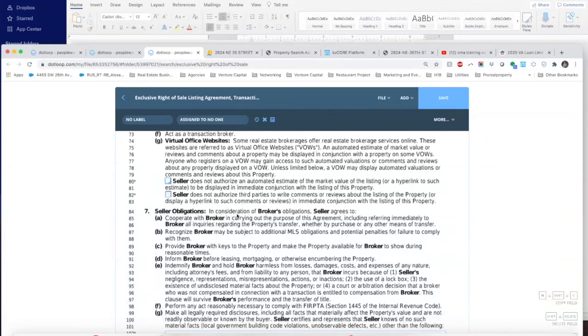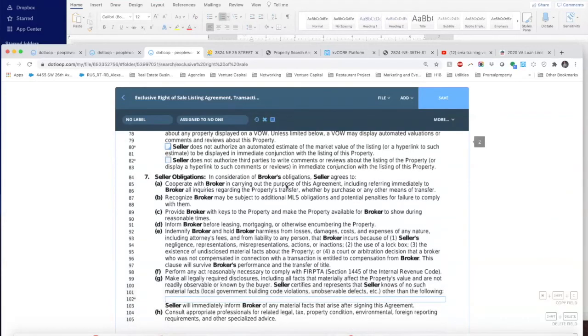Seller obligations. In consideration of broker obligations, seller agrees to cooperate with broker in carrying out the purpose of this agreement, including referring immediately to the broker all inquiries regarding the property transfer, whether by purchase or any other means of transfer. So in this agreement, the seller needs to communicate with us about anything going on with the property. They need to recognize broker may be subject to additional MLS obligations and potential penalties for failure to comply with them. Provide broker with keys to the property and make the property available for broker to show during reasonable times. Inform broker before leasing, mortgaging, or otherwise encumbering the property.